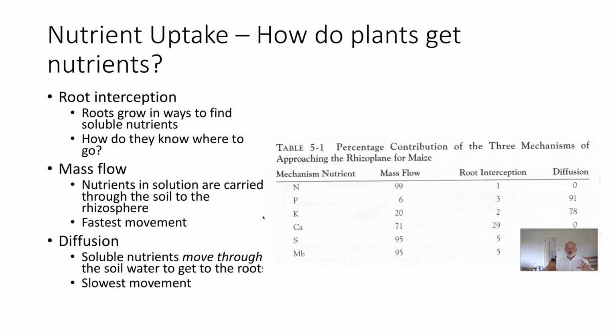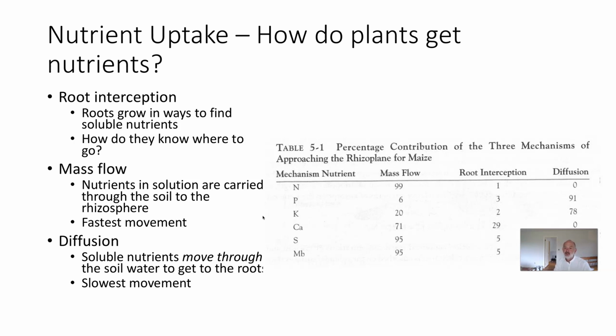Now, you want to think about this a little bit. Why is mass flow different than diffusion? So mass flow is when the nutrients are in the soil water and the water is moving. Diffusion is when the nutrients are in the soil water, but the nutrients are moving within the water to find the roots. And the fastest method, the fastest movement, is mass flow. Diffusion is slow, and obviously root interception can be quite slow as well because you're relying on the roots to grow into those places. For different nutrients, these mechanisms have different levels of importance.